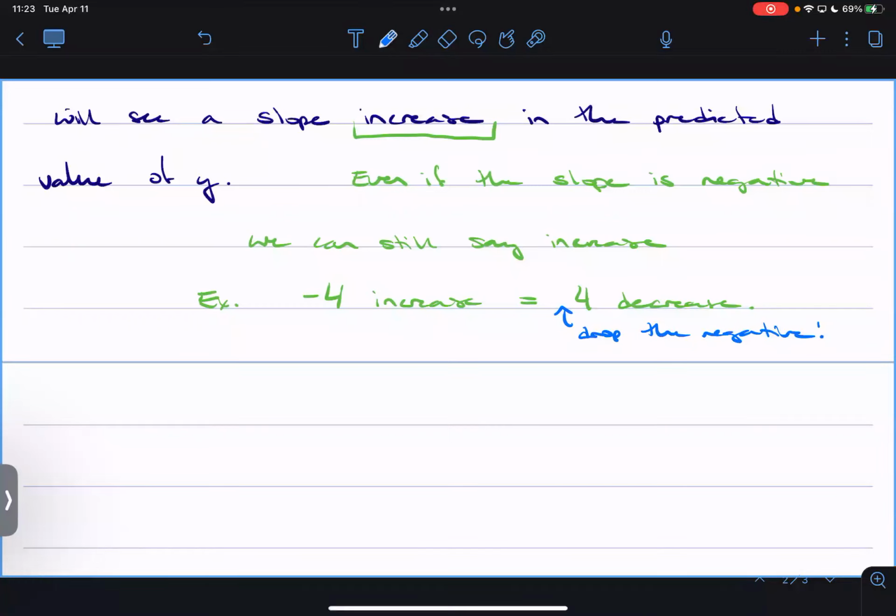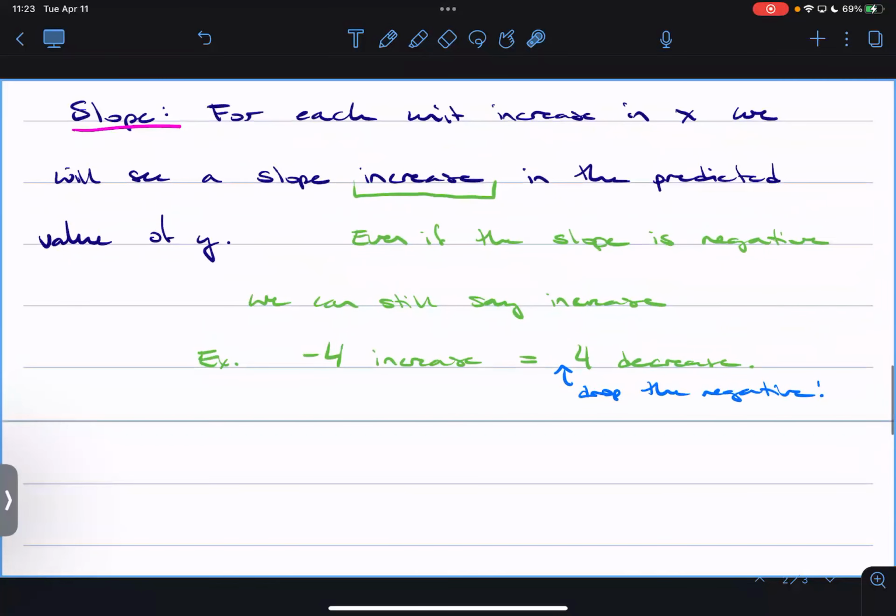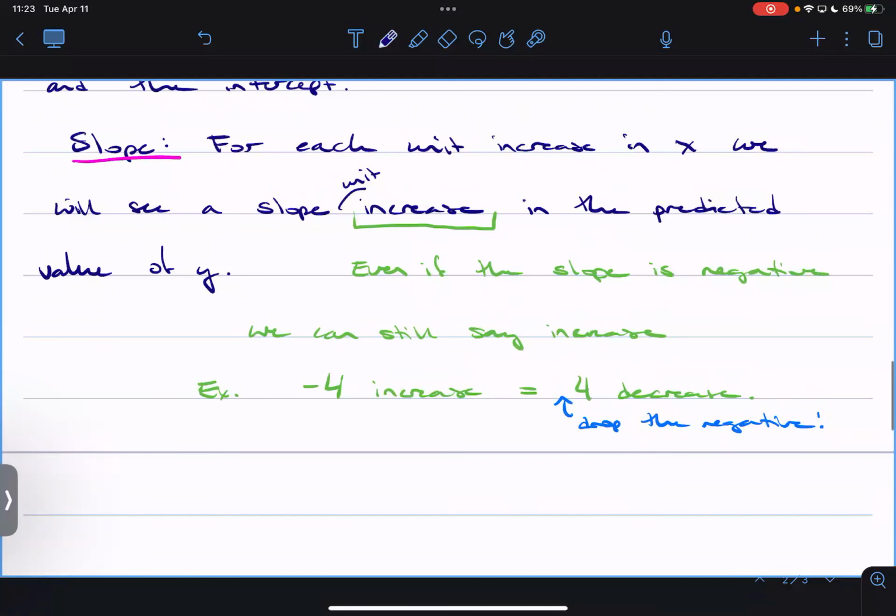Just little picky things, right? But it is important that everything we say is true, right? So I always say just a slope, and maybe you can throw in unit increase if you want. But the unit increase is the most important. So for each unit increase in X, okay?